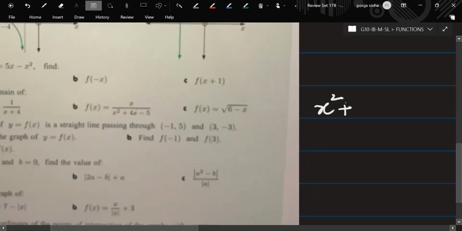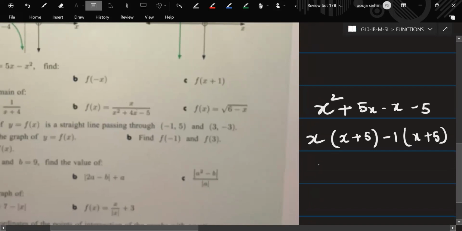So how did you split it? I split 4x as 5x minus x, minus 5. And there I got x minus 1 and x plus 5. Perfect. So x equals either 1 or 5.